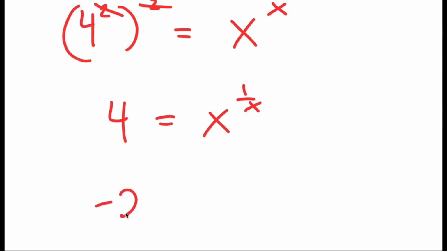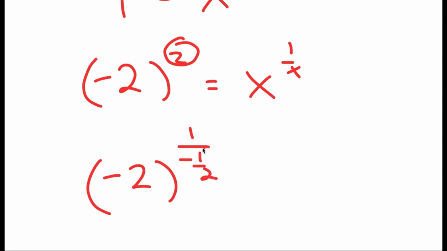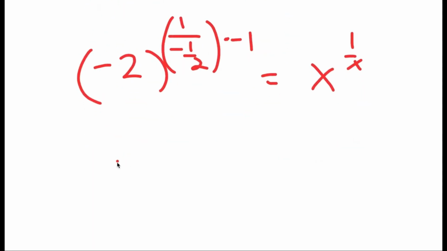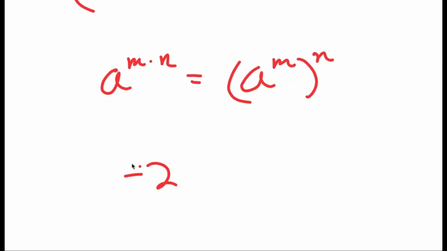Now 4 is the same thing as negative 2 squared. And 2, our exponent here, I can rewrite as 1 over negative 1/2. And I have this times negative 1. So I have 1 over negative 1/2 times negative 1. And remember, if I have something in the form a to the power of m times n, this is equal to a to the power of m to the power of n. So this negative 1, I'm going to move to be an exponent of negative 2.